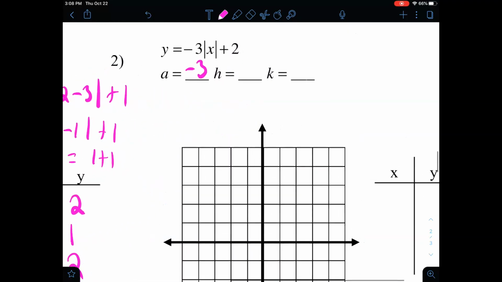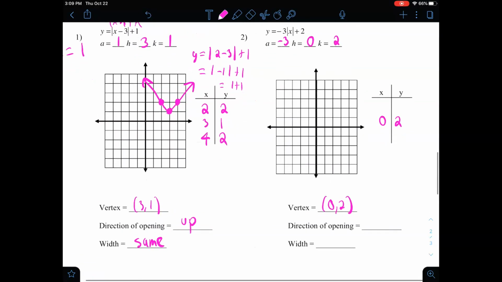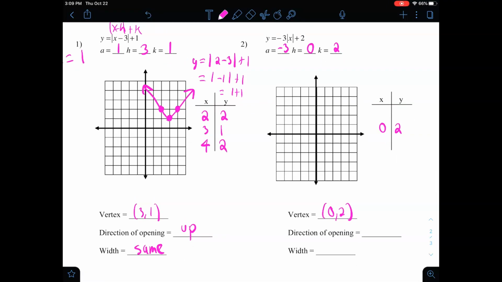All right, welcome back. What's our h and our k? There's no other number inside with the x, so this is going to be h of 0 and k of 2. So our vertex is going to be (0, 2). Is it going to open up or open down? Negative 3 is negative, so it's going to open down. And the width: is the absolute value of negative 3 bigger than 1 or less than 1? It's bigger than 1, so it's going to be a narrower width.